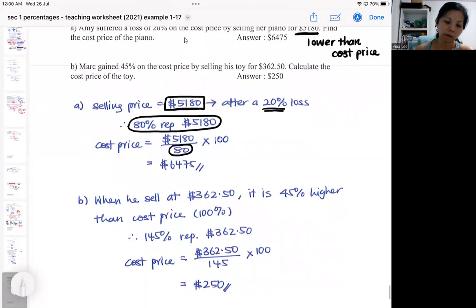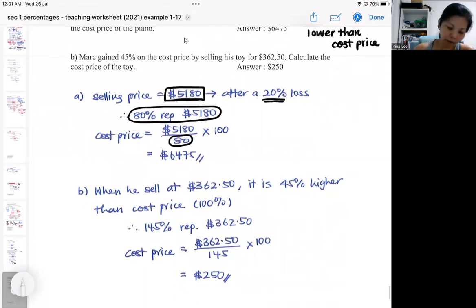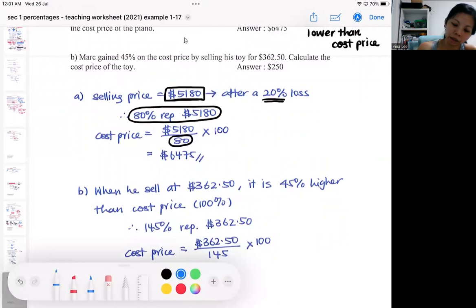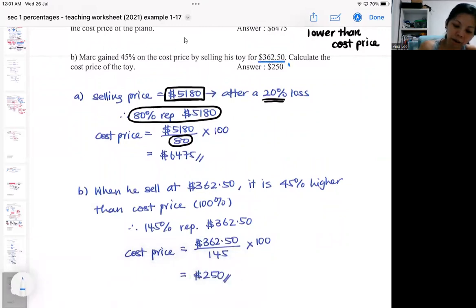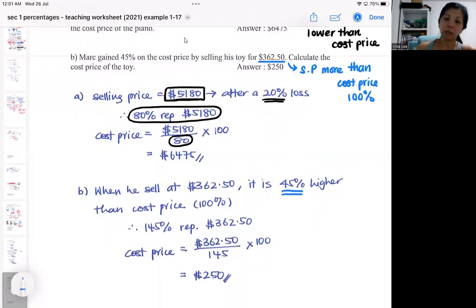Okay, in the next part, this guy is going to gain 45% by selling his toy for 362.5. That means this guy is going to earn some money. That means this amount is the selling price, and this selling price is more than the cost price. So cost price is 100%. And if this is higher than the cost price, that means it is actually 45% higher. That means the amount that he is selling is represented by 145%.